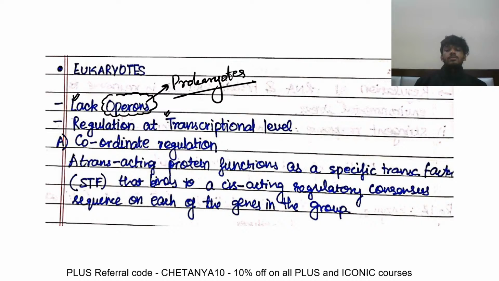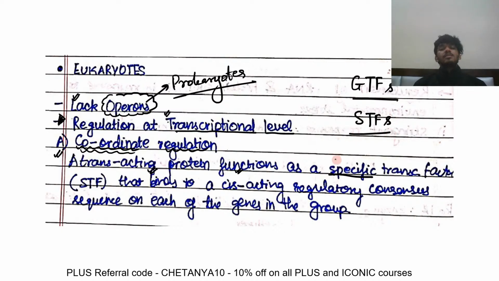Next, when we move on to eukaryotes, the main regulation here is through cis-acting and trans-acting factors. This is known as coordinate regulation. The first point that you will make is regarding regulation at the transcriptional level. At the transcriptional level, we will say that there is coordinate regulation. So there is a trans-acting protein which functions as a specific transcription factor. Now there are GTFs and there are STFs. GTFs are general transcription factors and STFs are specific transcription factors.